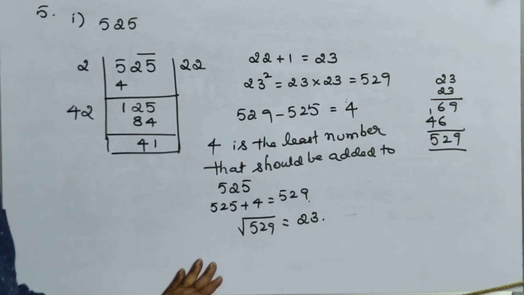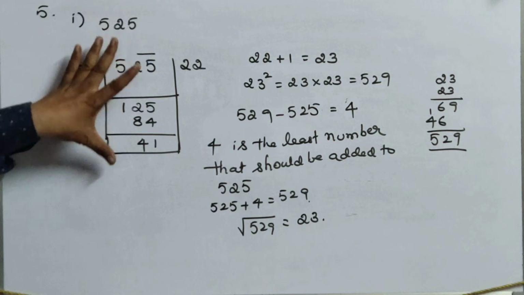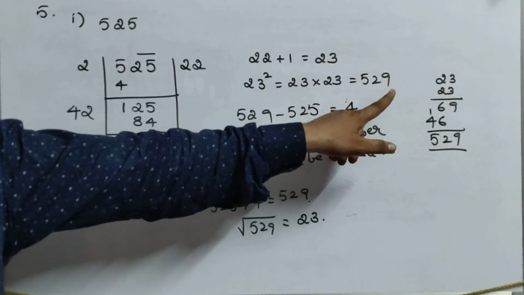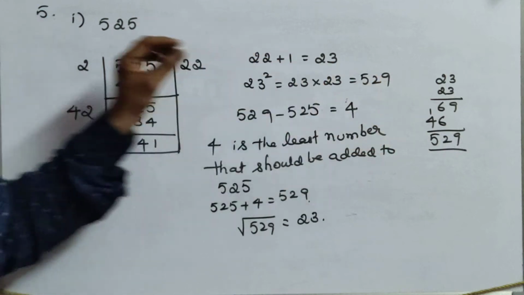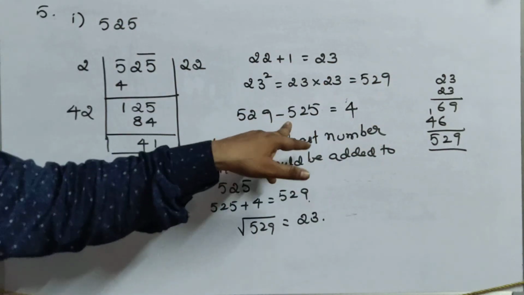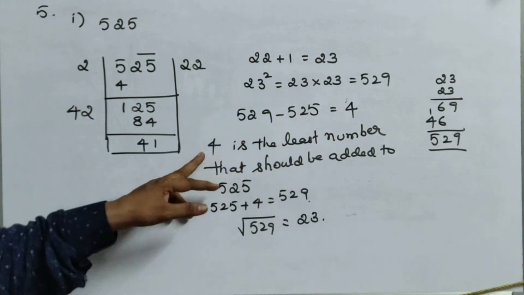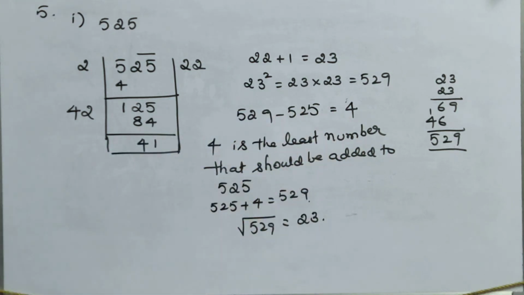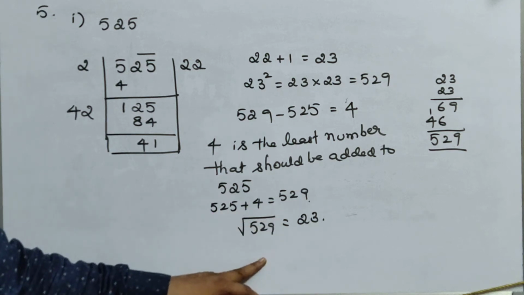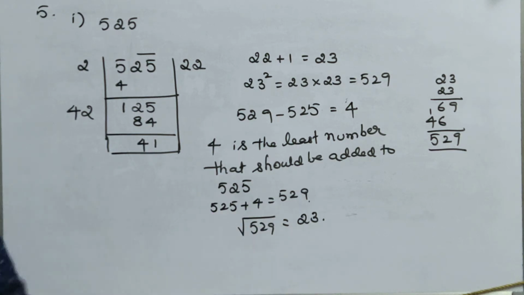So this is the way. First for addition, what to do? Find the square root like this. For this you add one number. Do that one as a square. And from this subtract the given question. That is 525. So 529 minus 525 is 4. So 4 is the least number that should be added to 525. So 525 plus 4 is 529. For that, the square root of 529 is 23. Okay. Next question.